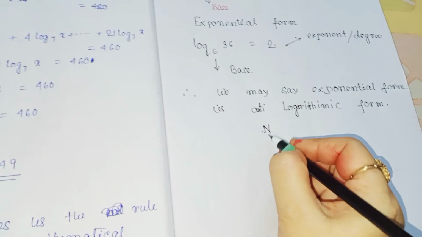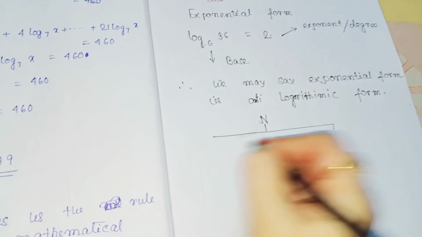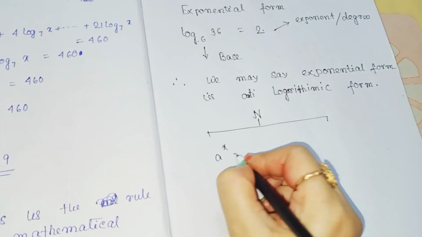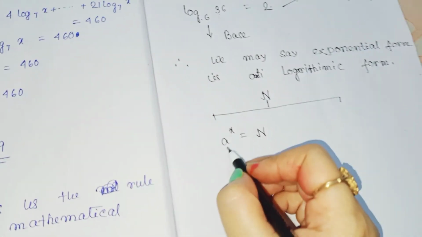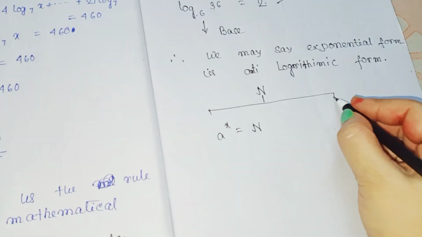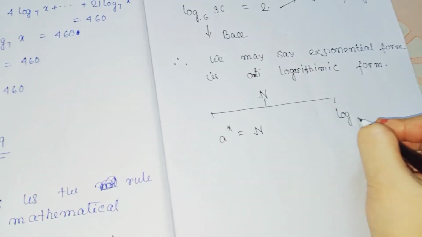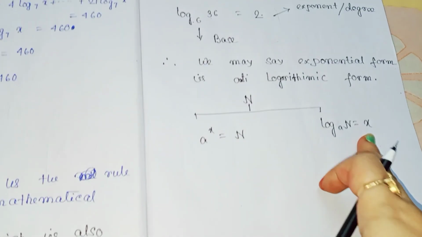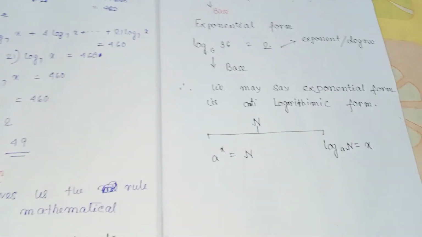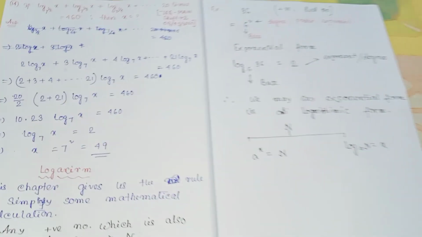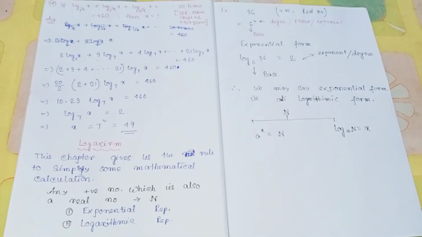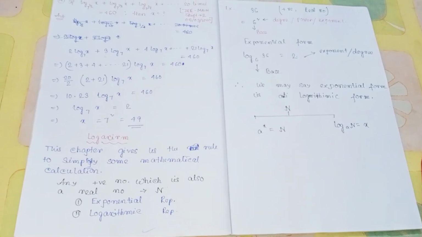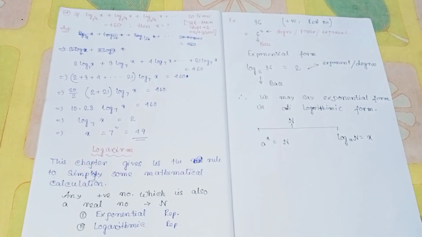As n is any natural number, we may represent a to the power x is equal to n, then log of n base a is equal to x. So this is the exponential form and this is the logarithmic form of x here. So here is some basic information about logarithm, and the solution of question 14.